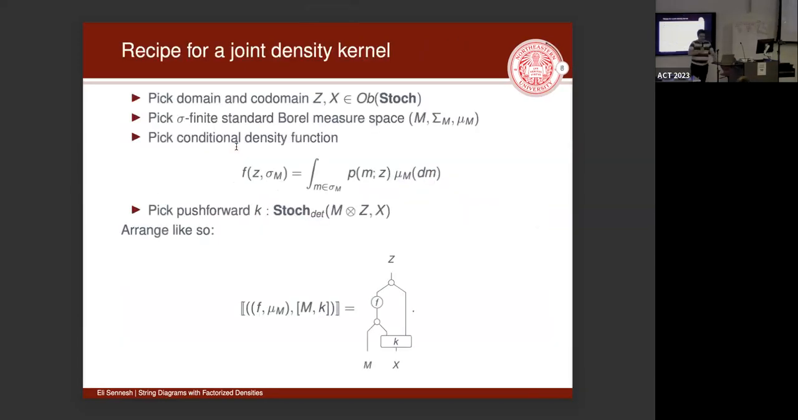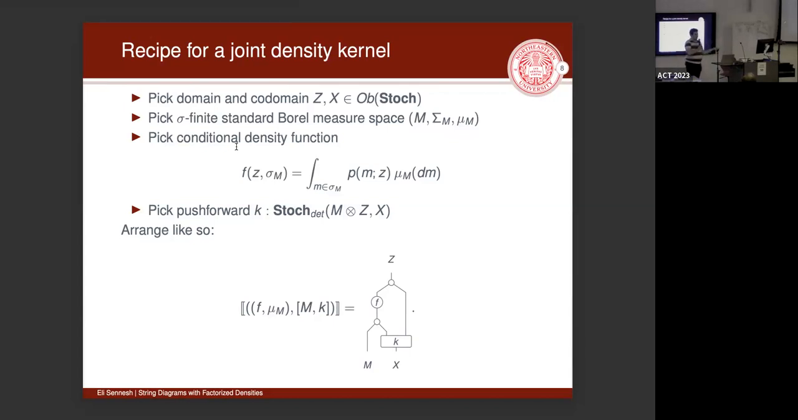All right, so let's headline the point of the paper before giving you all the mathematical details. Here's a recipe for this thing I'm calling a joint density kernel. You're going to pick your domain and codomain. Now you're going to pick a residual, which is a set, its sigma algebra, and a sigma-finite measure over it. This has to be a standard Borel space.